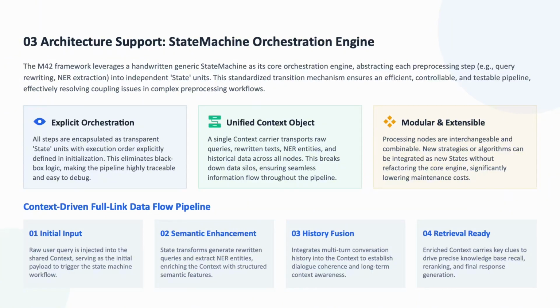Next, let's look at the underlying technical support: our self-developed generic StateMachine orchestration engine. All pre-retrieval steps like query rewriting and NER extraction are encapsulated into independent, reusable state units. This standardized state transition mechanism solves tight coupling pain points in complex multi-step pre-processing workflows, making the whole pipeline efficient, controllable, and fully testable. It has three standout design advantages.